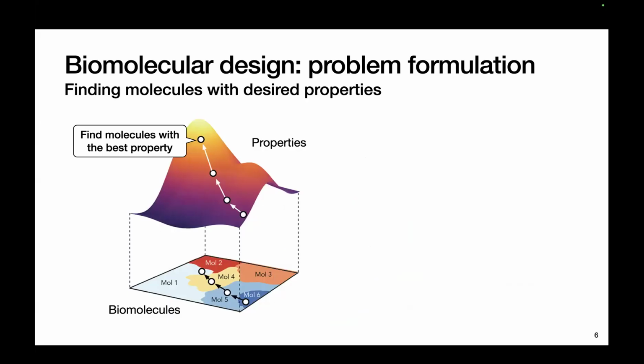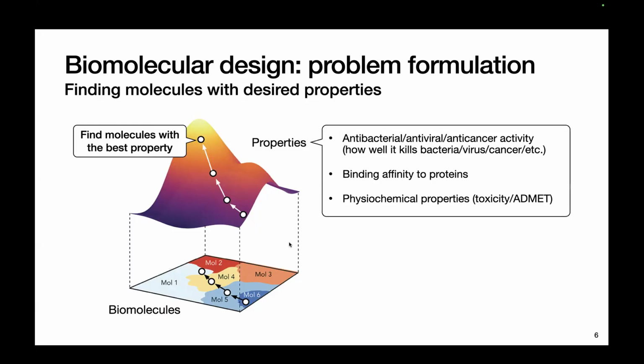If you look at it from the machine learning side, how can we formulate this problem? The key of this biomolecular design problem is to build this molecular property relationship. You can see from this figure, you have these biomolecules mapped to their properties, and you have a variety of properties.